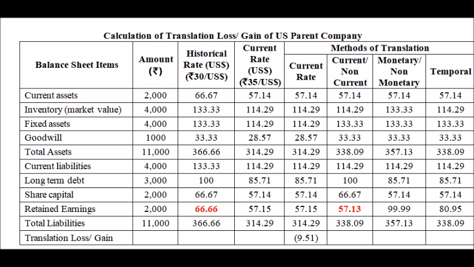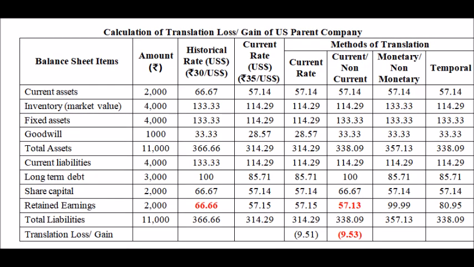The second method, that is current non-current method. The retained earnings are 57.13. The retained earnings at historical rate are 66.66. The difference is minus 9.53. Therefore, the translation gain or loss under current non-current method is minus 9.53.